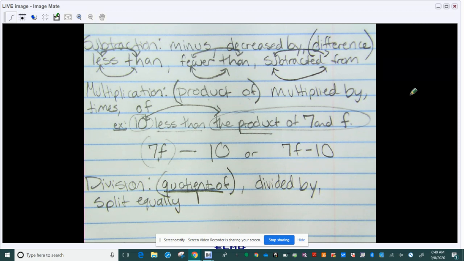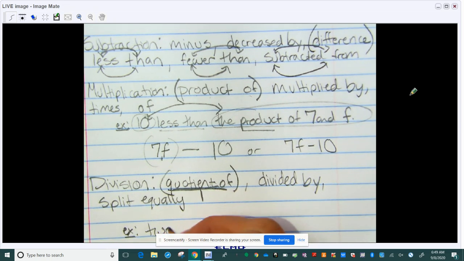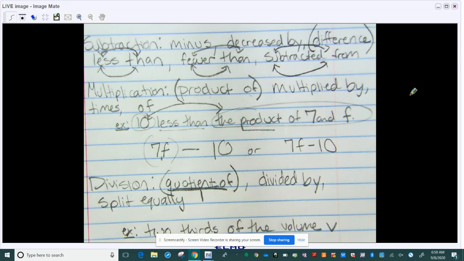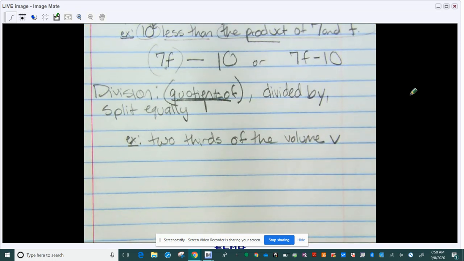All right, so we're going to do another example, which kind of implies division, but doesn't really say it out loud. Our next example would be 2/3 of the volume V. Let me switch that up. So sorry. 2/3 of the volume V. Now that's talking about a fraction. Fractions are division. So you could add that as another example.